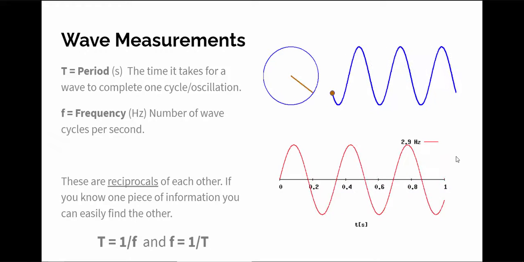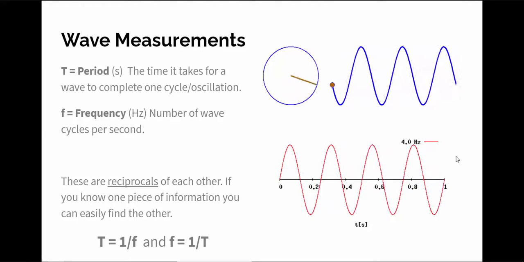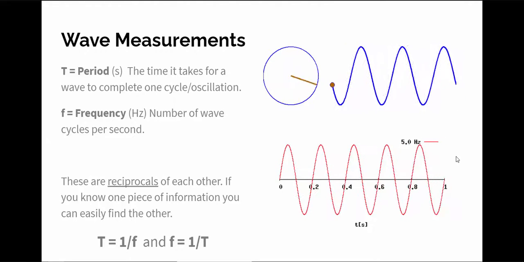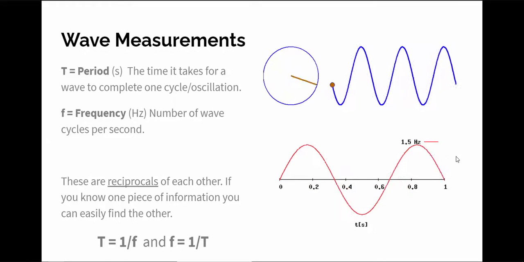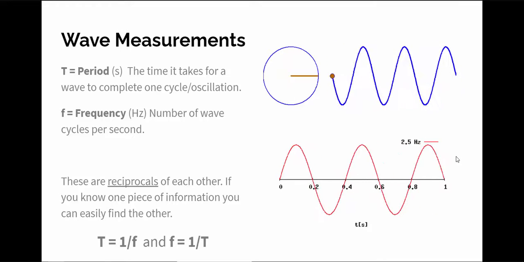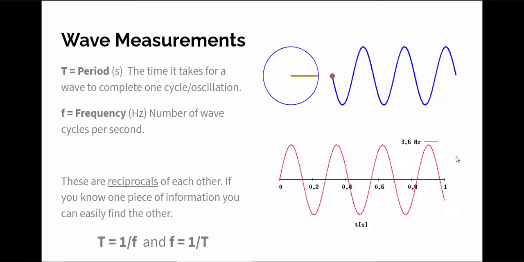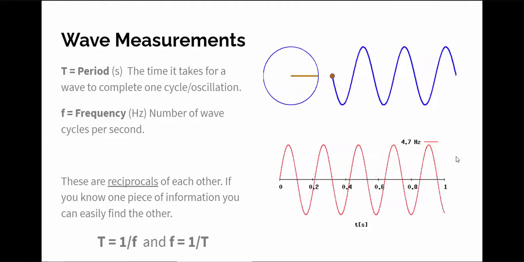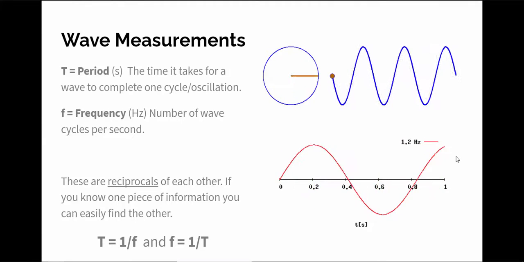All right, so here this talks about time period and frequency. This is what I was saving the speaker for. So it says right there, the definition of time period is the time it takes for the wave to complete one cycle or oscillation, and frequency is the number of wave cycles per second.